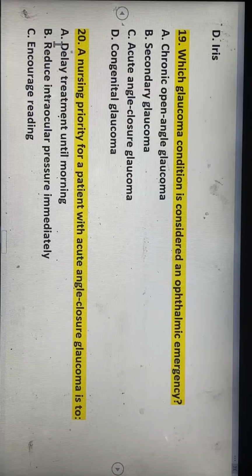So, restrict fluid intake, that's D. Encourage reading, that's C. Reduce intraocular pressure immediately, that's B. And delay treatment until morning. Very simple question. So the right answer is what? B. Reduce intraocular pressure immediately. Because it is an ophthalmic what? Emergency. And what does ophthalmic emergency mean? It can lead to what? Blindness. Irreversible blindness.